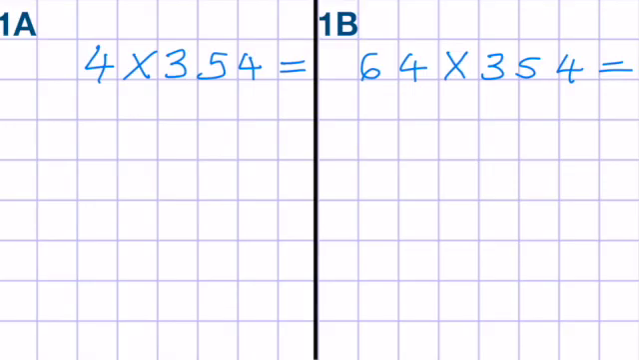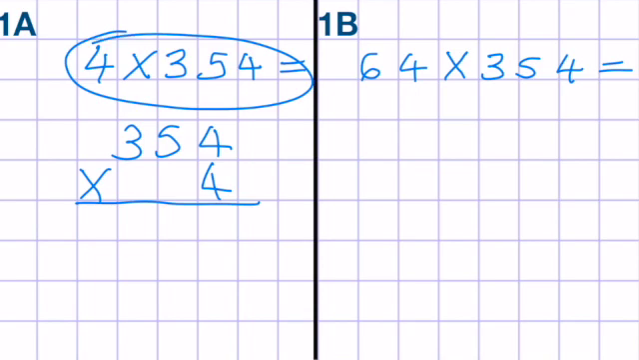1A, 4 times 354. 1B, 64 times 35. Okay, let's start with 1A. 354 multiplied by 4. Notice that even though up here the 4 comes first, when we write it, we still put the 4 underneath as it's the smaller number when we write it in the column method.